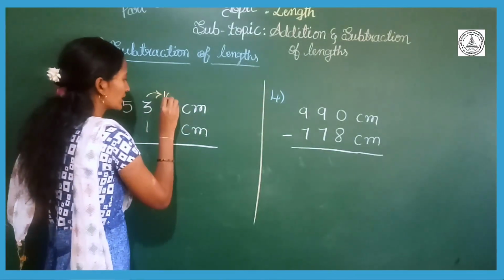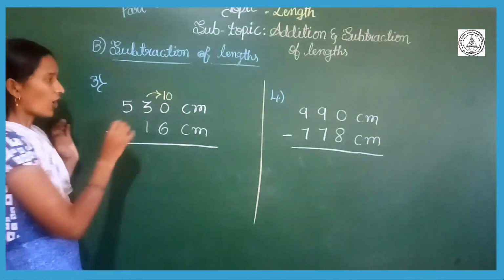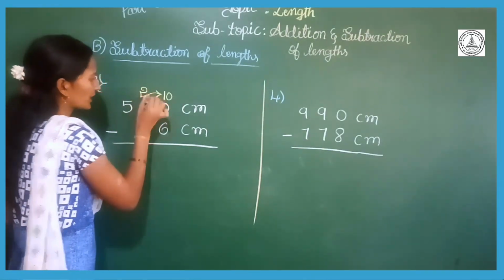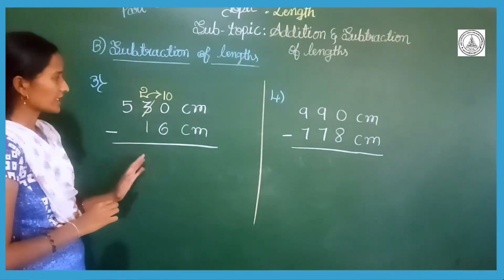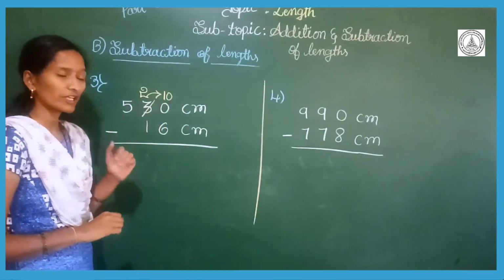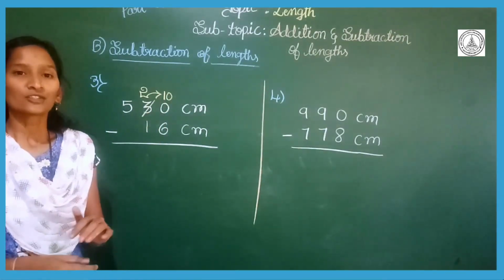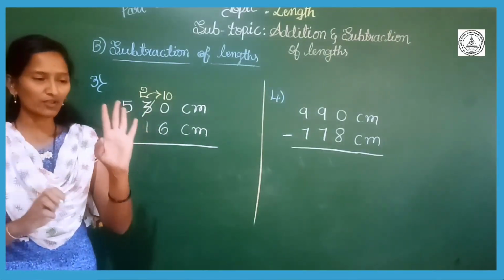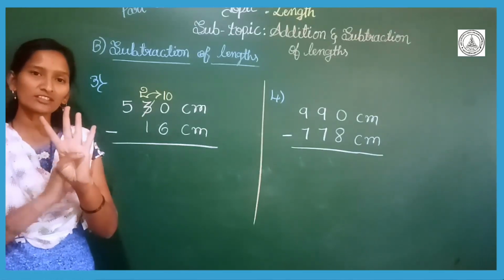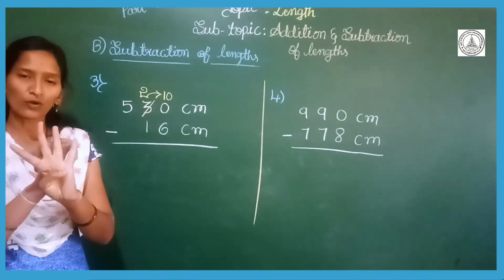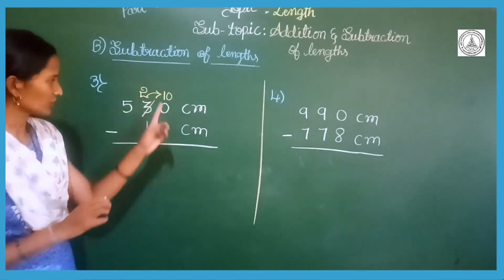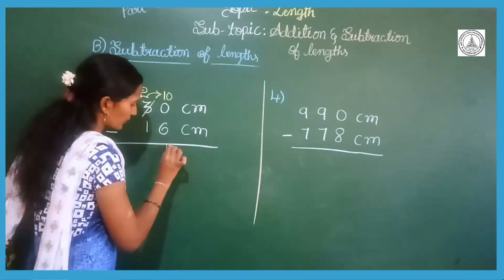So now it is 10 ones. After giving the borrow, this 3 tens becomes 2 tens, right? 10 minus 6. What is 10 minus 6? Here are 10 fingers, and in that you have to subtract 6. How many fingers are left? 1, 2, 3, 4. After subtraction, 4 fingers are left here. So 10 minus 6 is 4.